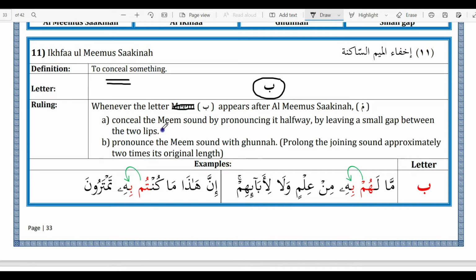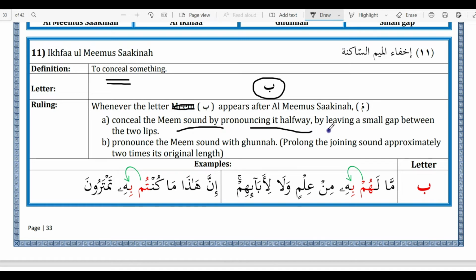First one is we conceal the Meme sound. We hide the Meme sound by pronouncing it halfway. If you remember when we were doing Ahkaamul Nun Sakina or Ikhfa'ul Nun Sakina, we said that we have to hide the Nun sound by pronouncing it halfway. In the example, we say angle, which is halfway, and angel, which is 100%. The same thing we have to do, but in this case, we have to hide the Meme sound, or pronounce the Meme sound halfway. I will explain how we do that.